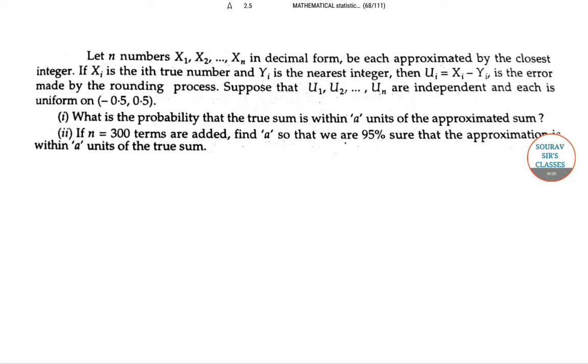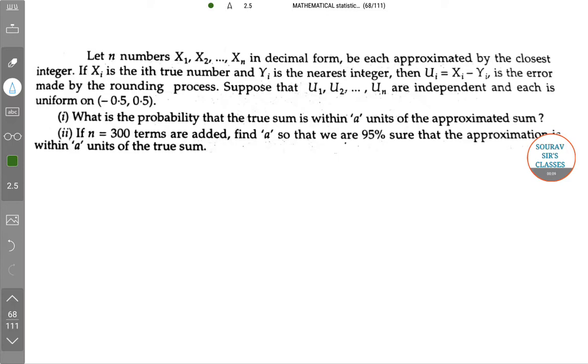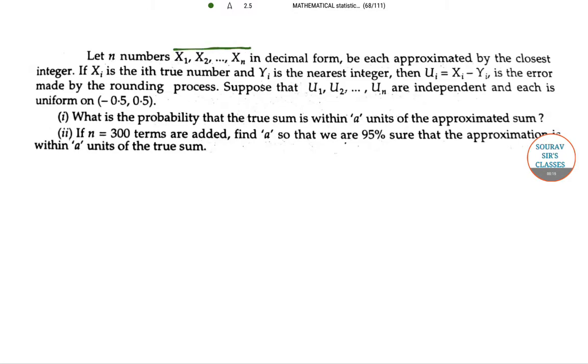So in today's video, we'll solve a question from mathematical statistics. In this question, it is given: let n numbers x1, x2, ..., xn in decimal form be each approximated by the closest integer. If xi is the ith true number and yi the nearest integer, then ui equals xi minus yi is the error made by the rounding process.